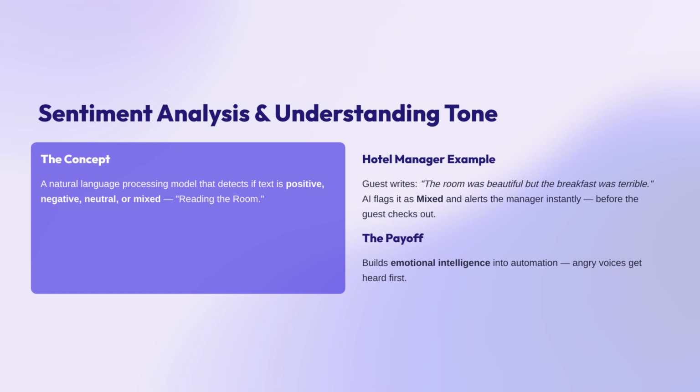So, now that we've mastered how to sense the mood of a message, you might be wondering how the flow can actually spot specific things in a photo, like a broken window or a specific product on a shelf.